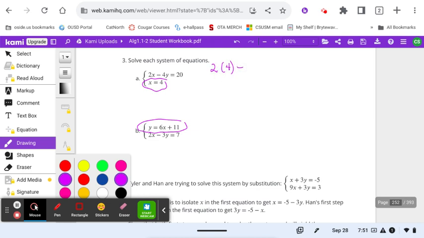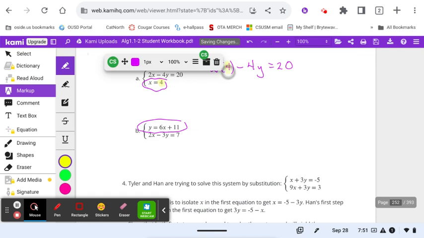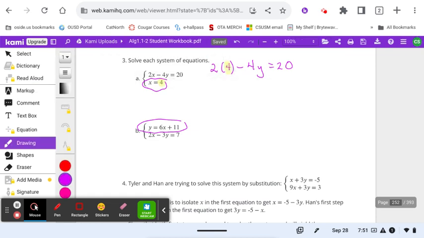Okay, let's check your work. So I'm taking that first equation and I'm plugging in that X equals 4 right here for X. Now I'm subtracting 8 from both sides.